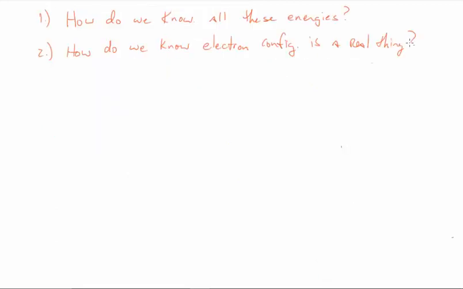Now we want to take a look at two different questions. Number one, how do we know all of these energies? Ionization energies are just numbers in a table to you most of the time, but how do we actually know what they are? And number two, how do we know electron configuration is a real thing? Why is that electron in the first energy level, what does that actually mean, why is it different than an electron in the third energy level, and how do we know that?